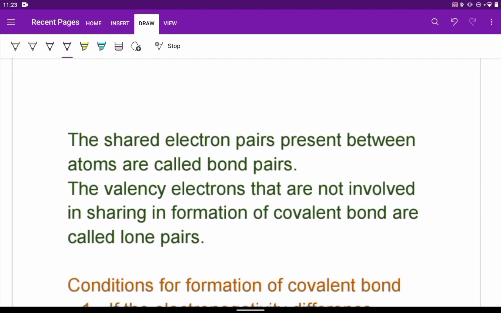Now we see the electron pairs which are shared are called the bond pairs. But there are some valence electrons which are not getting involved in the sharing process. They do not participate in sharing, they remain as such, and we call them the lone pairs. The lone pairs do not participate in bonding. They just remain with the atom only. They are not getting shared.